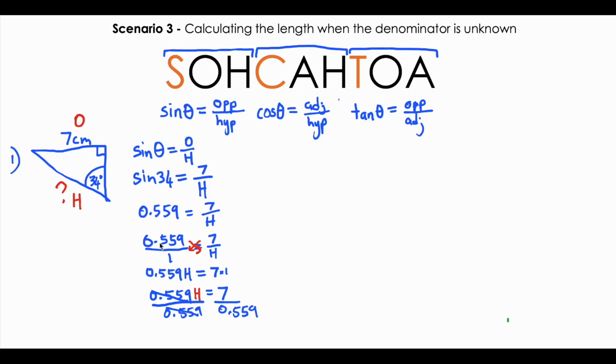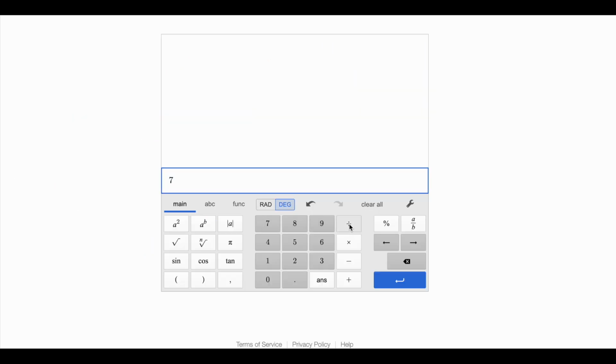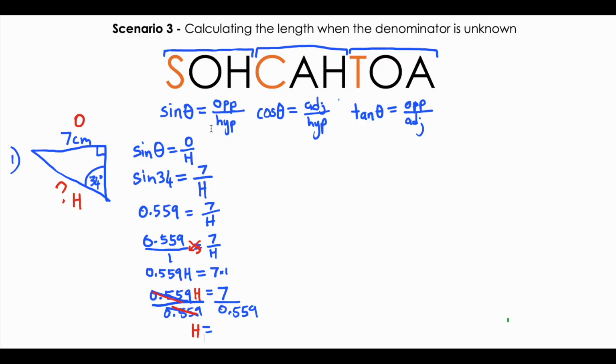So we're going to divide both sides by 0.559. Now, once we do that, we'll get the value of h, because as you can see here, all these cancel, so h is by itself. So therefore, h would be equal to 7 divided by 0.559. So 7 divided by 0.559 gives us 12.52. So I can say that the hypotenuse here is 12.52 centimeters.